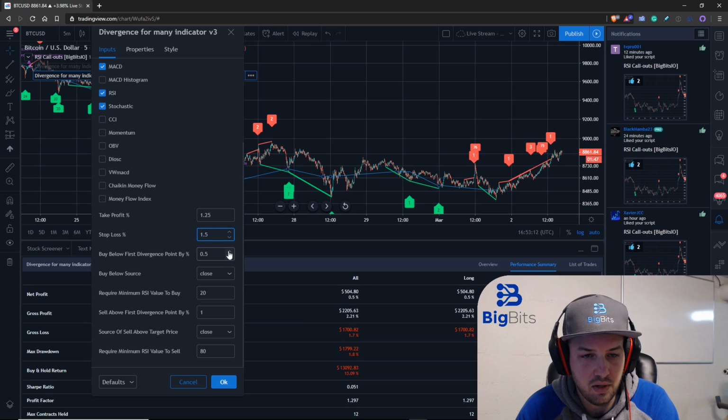That's the thing, you got to give it plenty of room and stop loss. So let's move that down. RSI up. That didn't help. Yeah, there's a lot to play around with here.